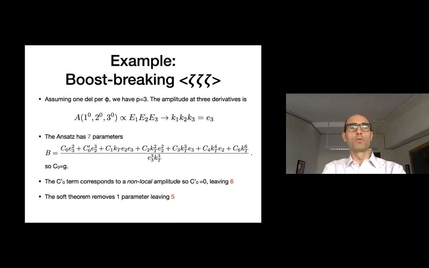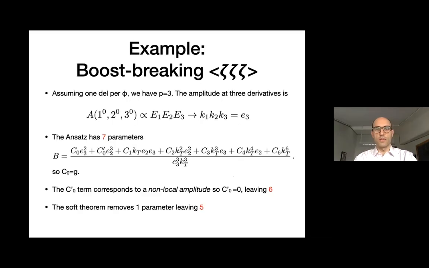So let's consider the boost breaking, as is commonly done. We can start at the lowest interesting order in derivatives, in which we have 1 derivative per field. It's a bispectrum, so 3 fields, so 3 derivatives. So the only amplitude that you can write down with 3 derivatives is E1 times E2 times E3, which is what we were calling E3 so far. So you write the most generic ansatz, where the denominator has KT cubed, because there are 3 derivatives, and this ansatz has 7 parameters.